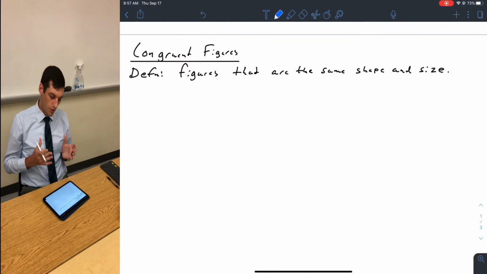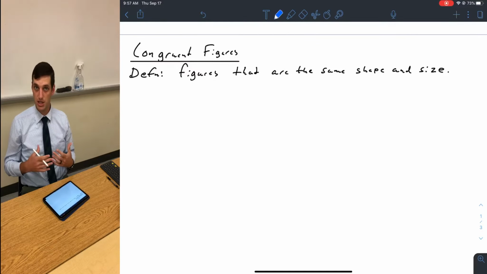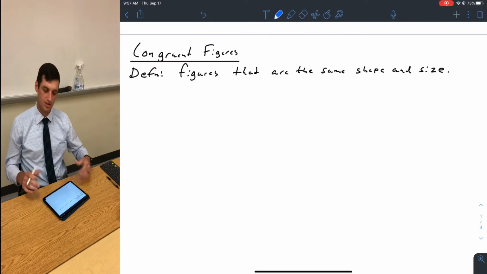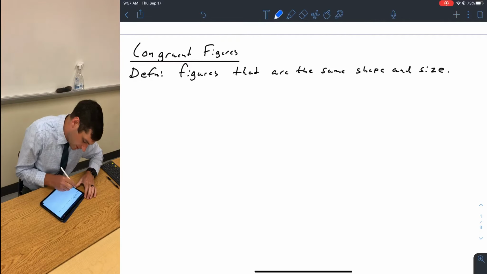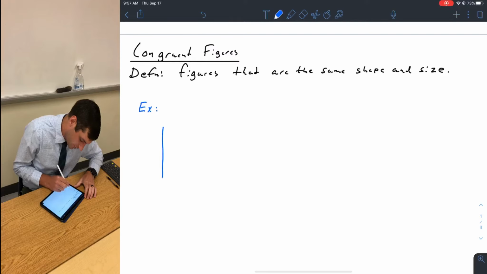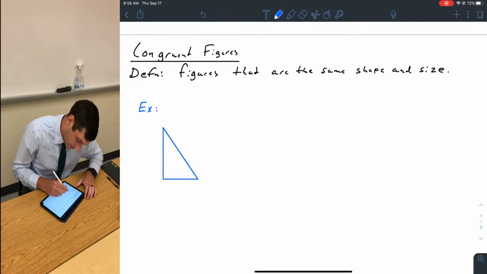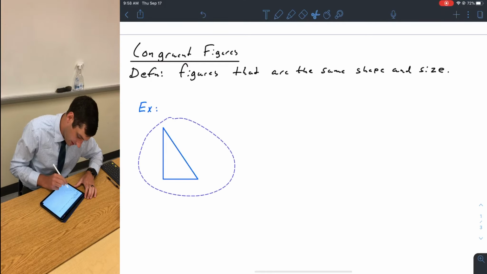So congruent figures, the definition of congruent figures is figures that are the same shape and same size. So let's talk about a triangle. Here's an example. Let's say I have two triangles. And let me draw both of them. I'm actually going to duplicate so they get this right.